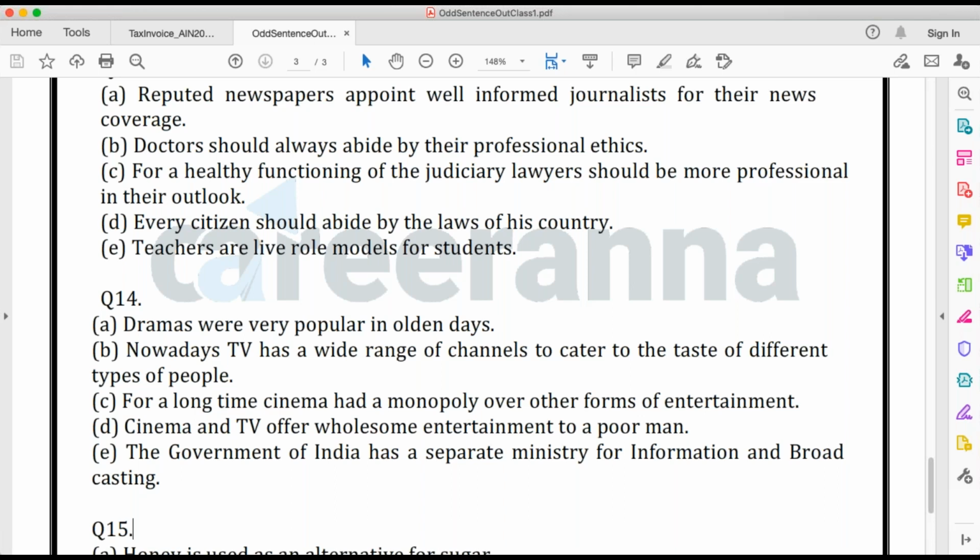Perfect. Correct answer is option number E. Option number E is the correct answer. Every other sentence is talking about entertainment, and option number E is talking about the government of India's ministry. My correct answer is option number E.